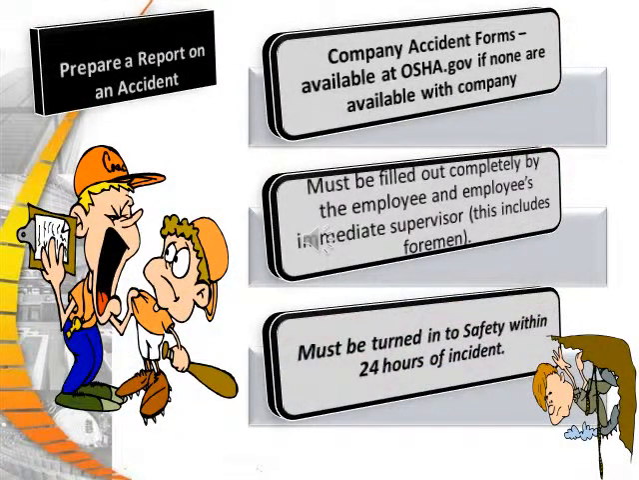You can find company accident forms at OSHA.gov if none are available within your company or with your insurance company. They must be filled out completely by the employee and by the employee's immediate supervisor. This includes the foreman. They should be turned in to the person responsible for safety within 24 hours of an incident.